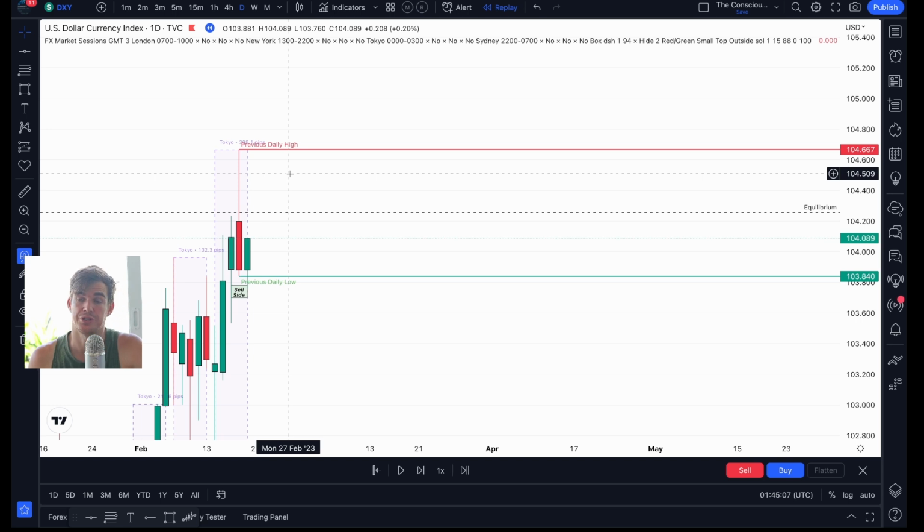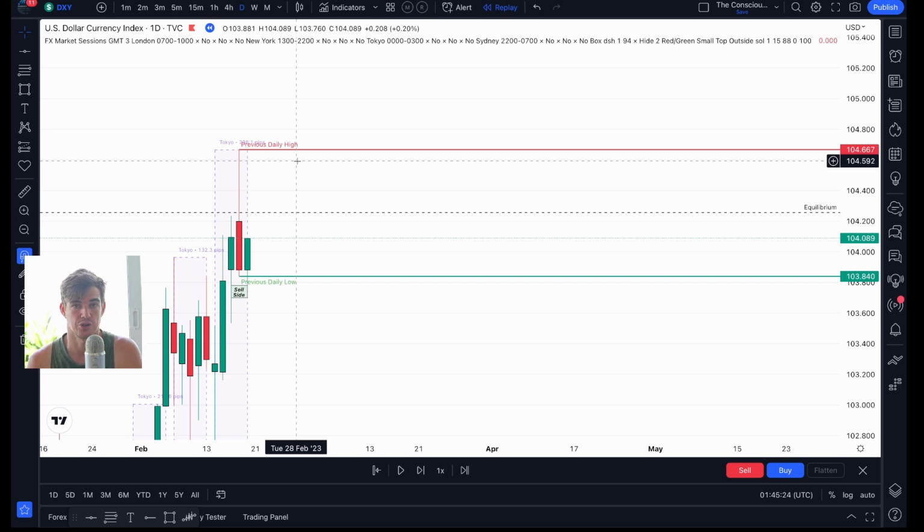So what you want to do when you're looking for setups for longs. When you're looking for longs, you want the price to come as far down as possible in the Asian market and potentially in the Judas move in the London Open, so you can get a better price going long.